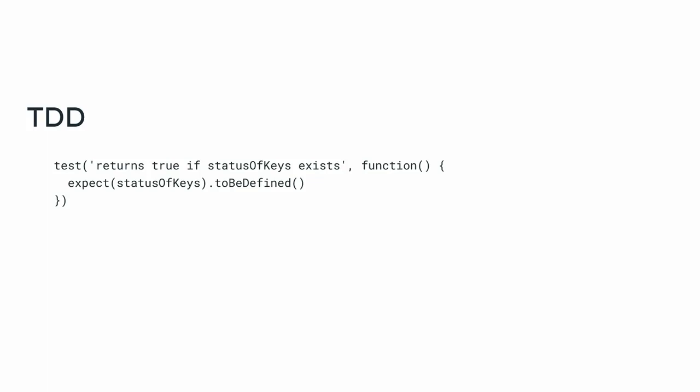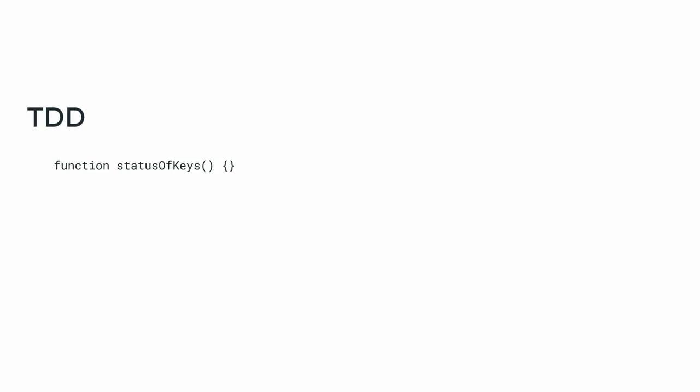Next, you run your test. The test fails because there's no statusOfKeys function declared. The logic of your test code is, expect that the function statusOfKeys exists. In your source code, you declare a function named statusOfKeys. You run the test again. It checks if there is such a function and it confirms it exists, so the test passes. It's important to note that one of the rules of TDD is that you should write as little code as possible to make the test pass. For this test to pass, it's enough to just declare a function with a name.